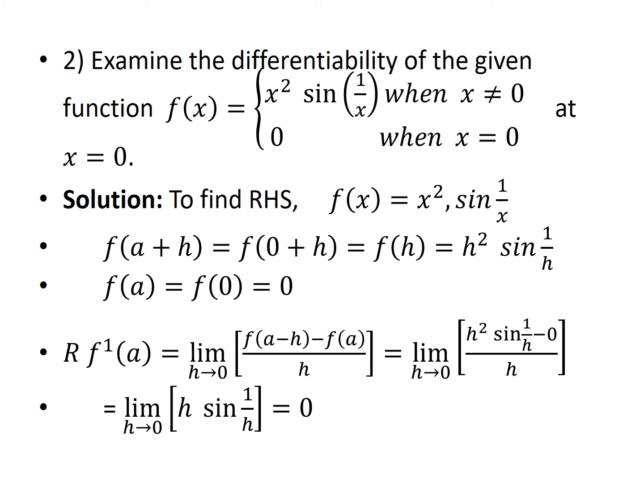So f of a plus h, because a is equal to 0, is f of 0 plus h, which is f of h, defined as h square sine 1 by h. Therefore, f of a is equal to f of 0 equal to 0. Therefore, the right hand limit of f dash of a, that is the limit as h tends to 0 of f of a plus h minus f of a divided by h, equal to the limit as h tends to 0 of h square sine 1 by h minus 0 divided by h, equal to the limit as h tends to 0 of h sine 1 by h, equal to 0. Therefore, the right hand limit of f dash of a is 0.